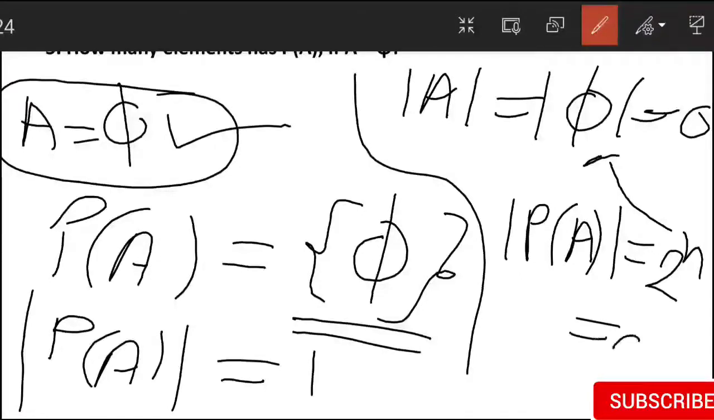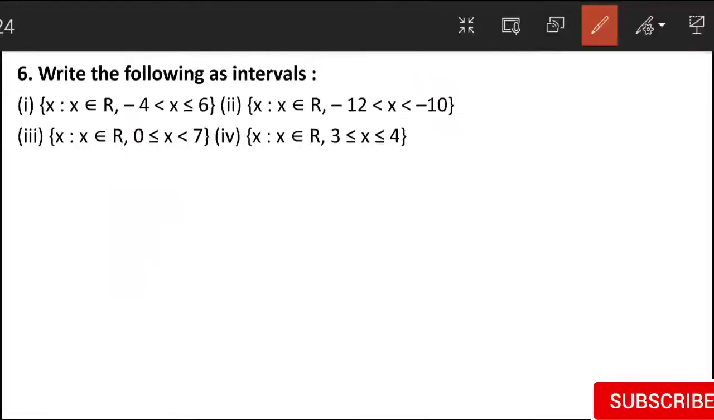So here the cardinality of set A is 0, that is 2 raised to power 0, which equals 1. So here are the two methods to find the number of elements in a given power set A. Next example is: write the following as an interval.